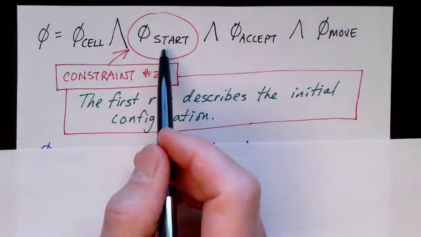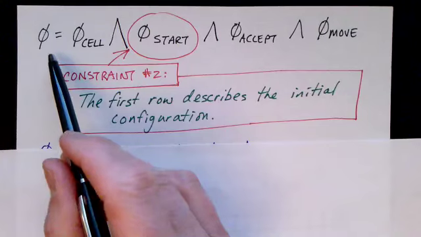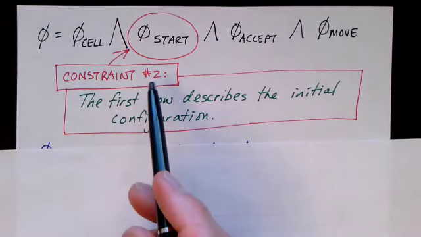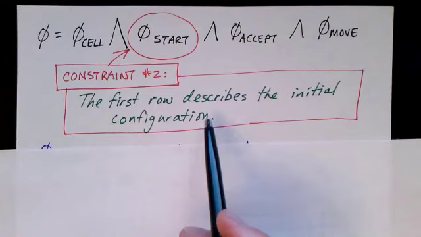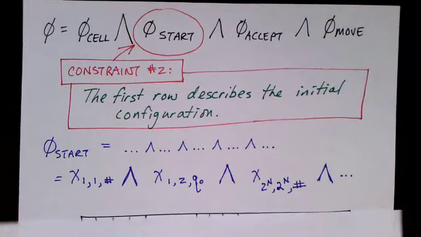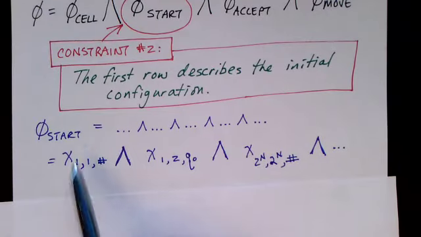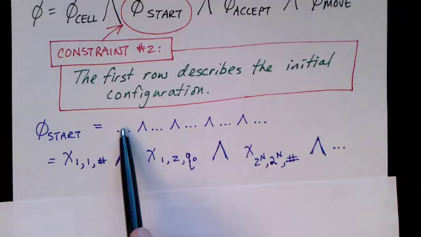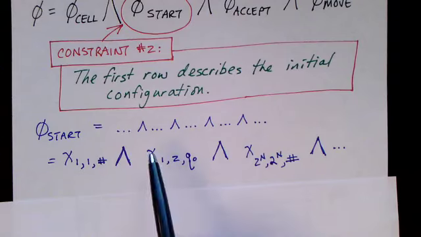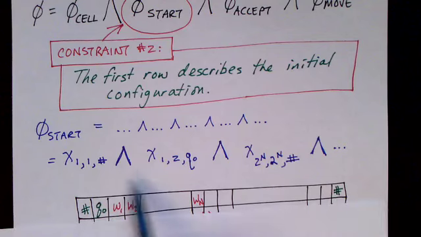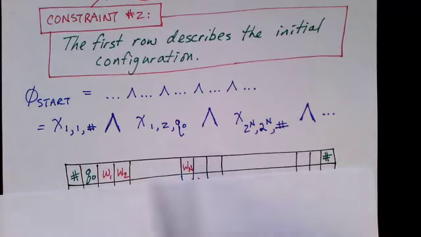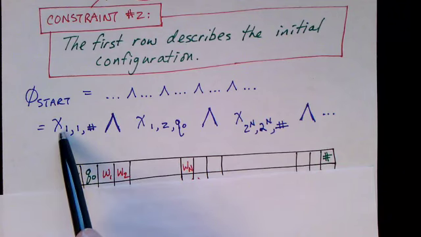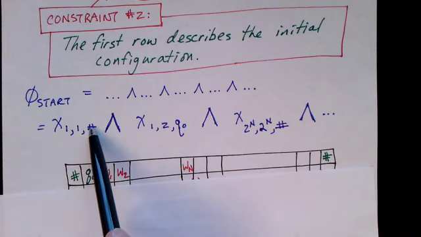Next, we'll look at the second constraint as part of our big Boolean formula to describe a legal table. That constraint says that the first row must describe the initial configuration. Basically, this part of the equation is just a bunch of things ANDed together. First of all, here's our table, and the top row has to have a pound sign here. So we're just saying that x_1,1,pound is true.